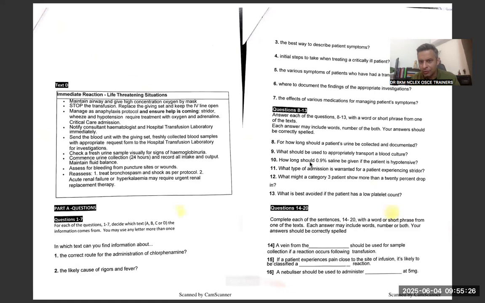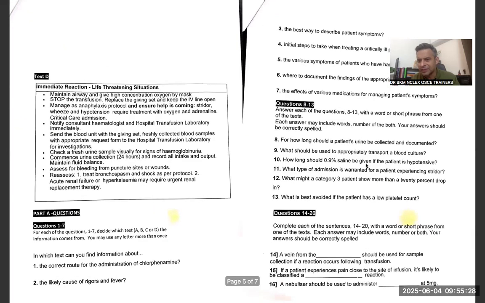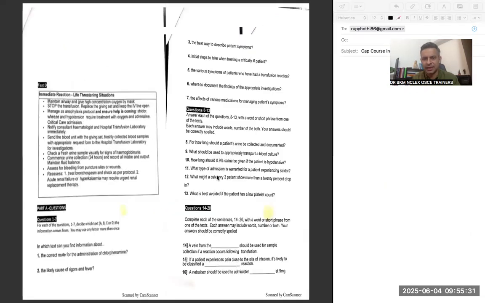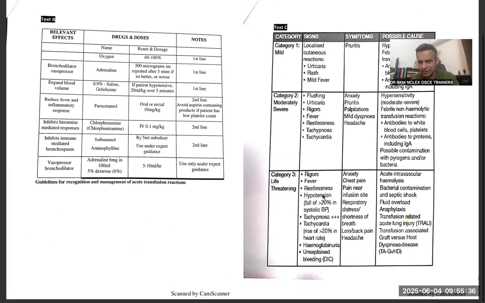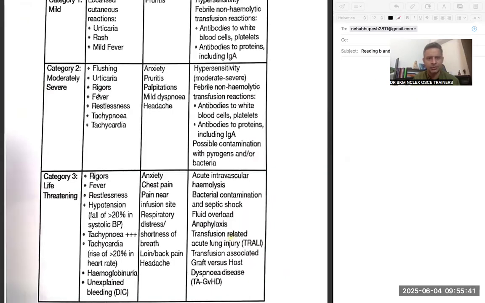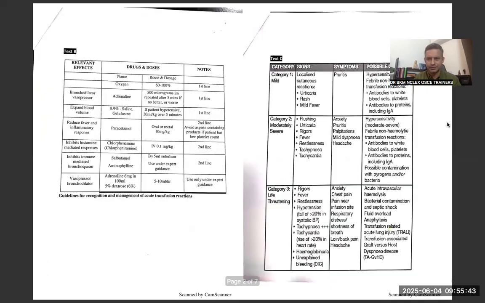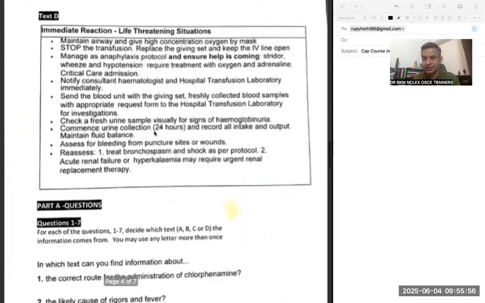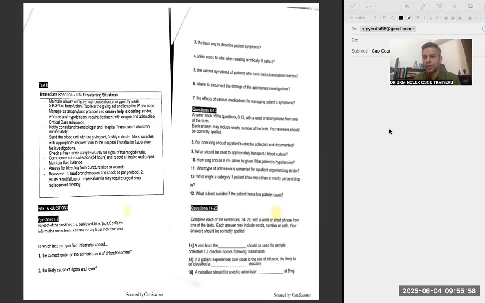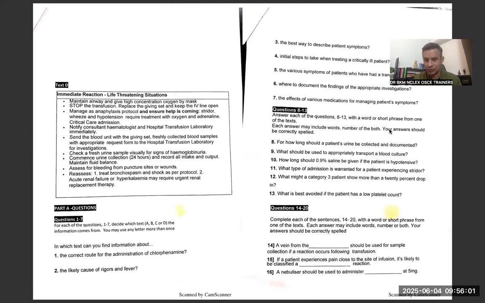Then, how long should 0.9 saline be given to the patient if the patient is hypotensive? Again, hypotensive should be here in the symptoms or something. Hypotension or saline, maybe over here, or it should be over here. 0.9 saline. Here you can see hypotensive. 20 milli per kilogram over 5 minutes. How long? Over 5 minutes. See how easy we can find this? So do only those questions which are easier to find.